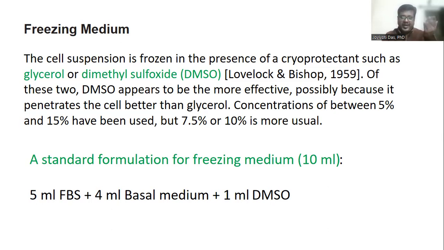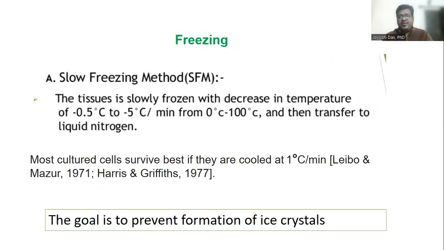As in the case of microbial cells, you would use glycerol for cryopreservation. Here, in animal cell culture, the most commonly used cryoprotectant is dimethyl sulfoxide. Of these two, glycerol and DMSO, DMSO appears to be the more effective, possibly because it penetrates the cell better than glycerol. Concentrations of between 5 and 15% have been used, but 7.5 or 10% is more usual, which is why I've given this as a standard formulation for freezing media.